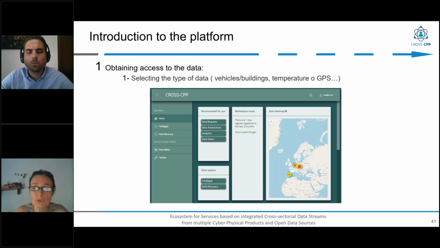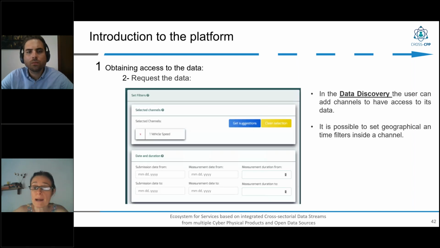Then what you have to see is just analyzing which are the sources, and then make a data request just to see if the data provider gives you access or not to this data. So we can do this selection, and then we can put filters.